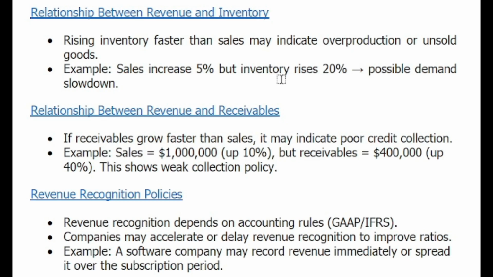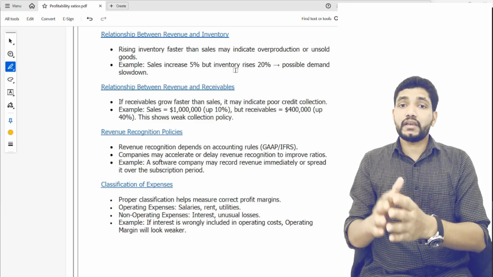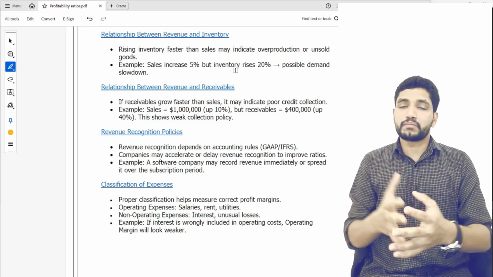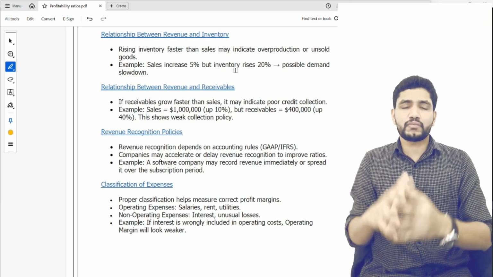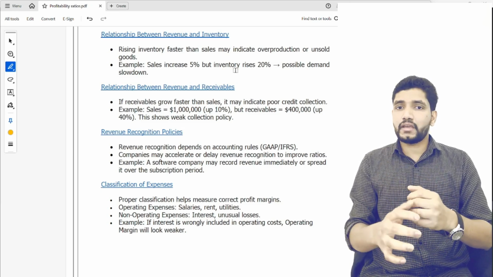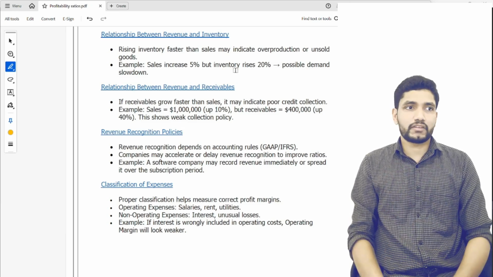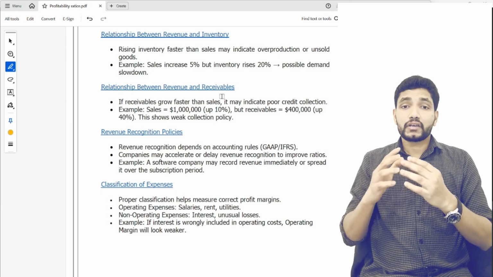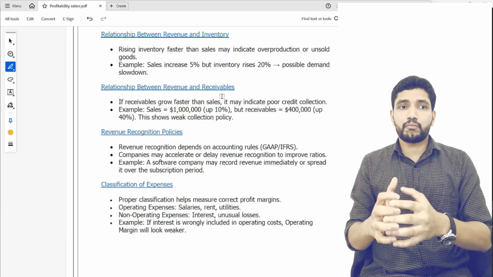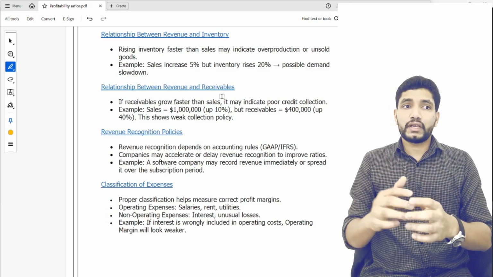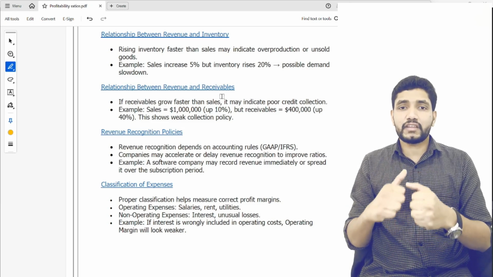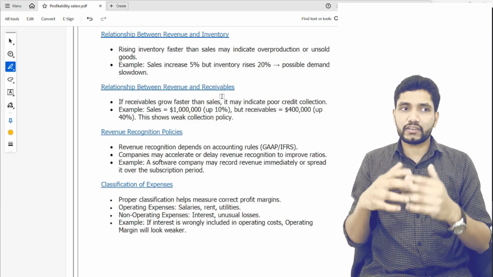So when we are analyzing revenue, the inventory also has to be considered: how much revenue is generated from maintaining which level of inventory. Just assume the inventory level increased by 50% and the revenue increased only by 10%, which means there is mismanagement, or a lack of control in inventory management. Again, the relationship between revenue and receivables. If receivables grow faster than sales, it indicates a poor collection process. A company grows its sales 10%, but its receivables grow more than the sales, meaning there is an issue with the collection process or collection policy.